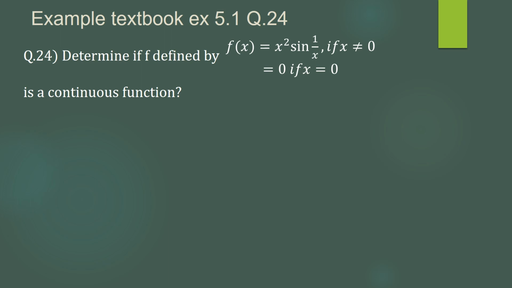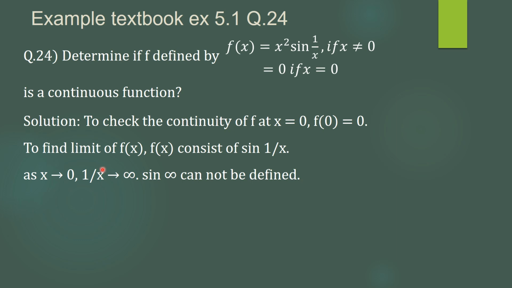To check the continuity, we know that first we have to find out the limit value, and the limit of f of x should be equal to f of 0. Then only we can say that it is a continuous function. So first check the continuity at x equal to 0. Our value of f of 0 is 0. Now we have to find out the limit of f of x. Here in the function it is given as 1 upon x. As x tends to 0, 1 upon x becomes infinity, and sine of infinity is not defined because it doesn't have any fixed value.